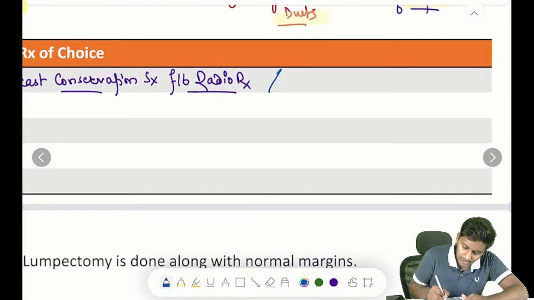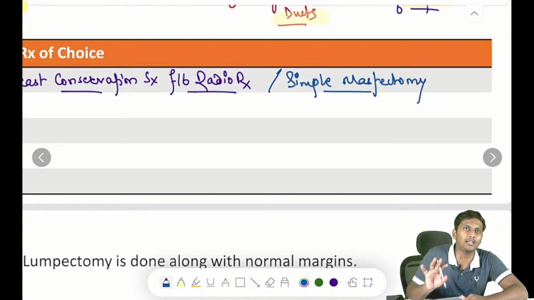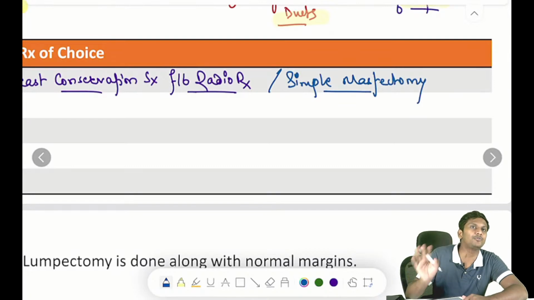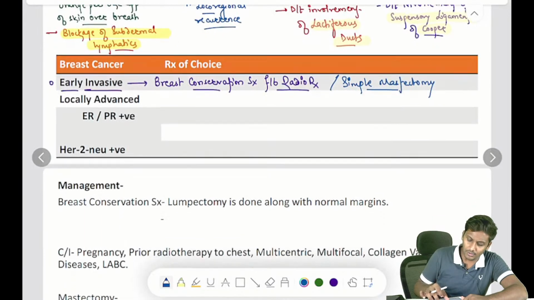Next important, after BCS, if BCS is not possible, I'll talk about why it is not possible, in that condition we can even go for a simple mastectomy. Now, what is ectomy? I've told you, ectomy means removal. Mastectomy means removal of the breast. And simple mastectomy means we are only removing the breast tissue. We are not removing the lymph nodes of this patient. Therefore, it is called simple mastectomy. Got it? So that's the important thing.